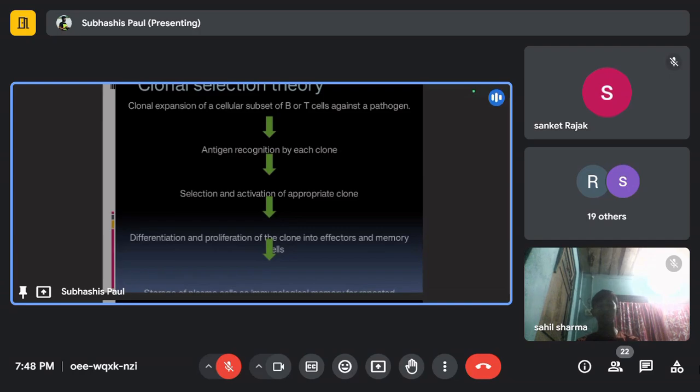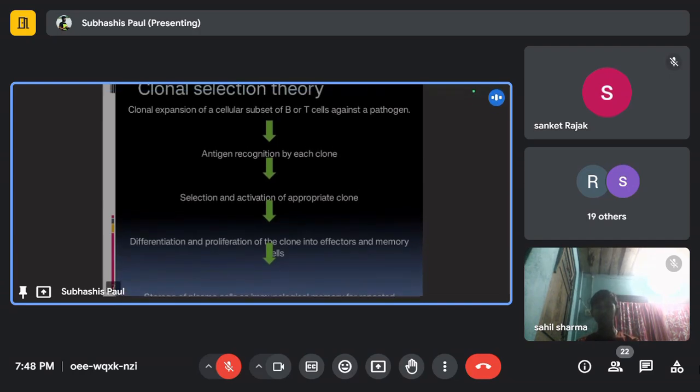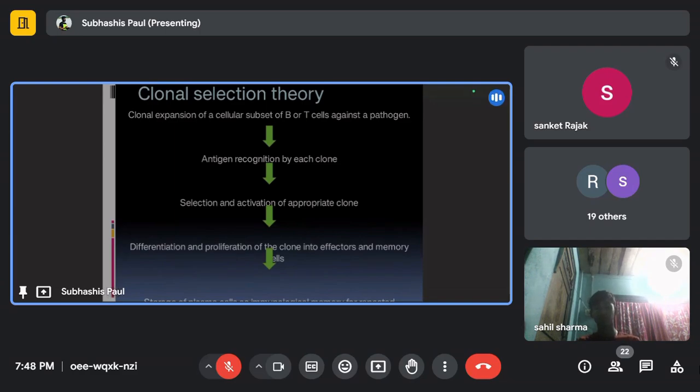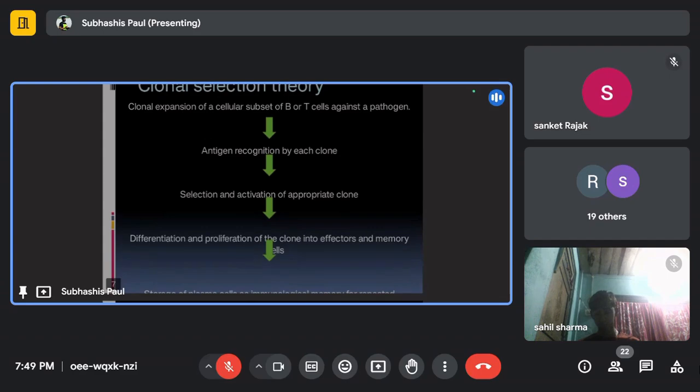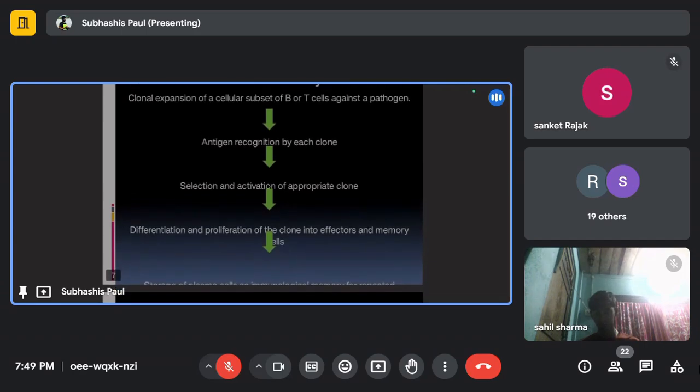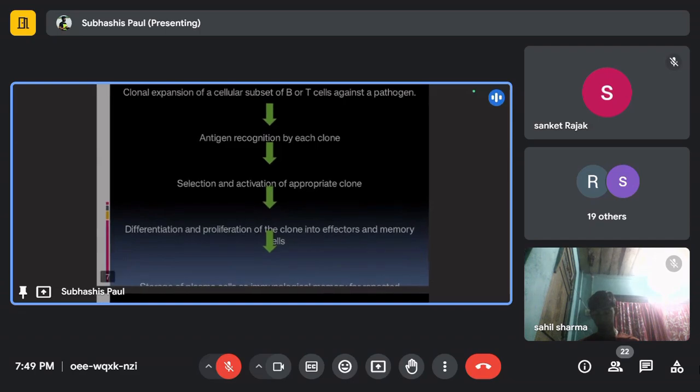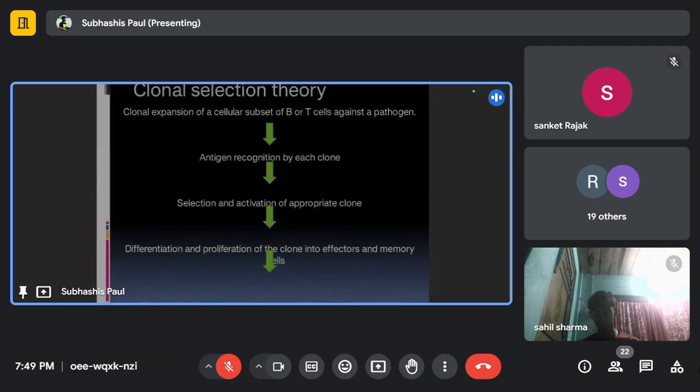Now, there are so many B cells in our body, but the type of B cell which has the capability of producing an antibody which binds more strongly to that particular pathogen which entered your body, that particular B cell is known as a clone of B cell which is more reactive against the pathogen. Now, this particular clone of B cell will be selected and activated in the body. The body, using different molecules and cytokines, will upregulate the expression and the division of that particular B cell. And if this happens, the differentiation and proliferation of the clones into effectors and memory cells will take place.